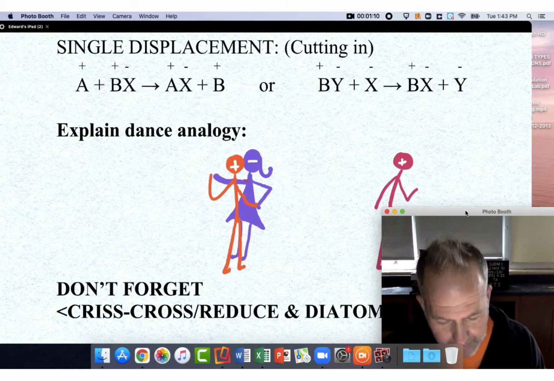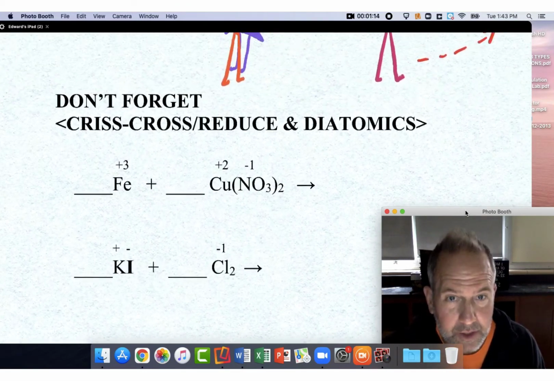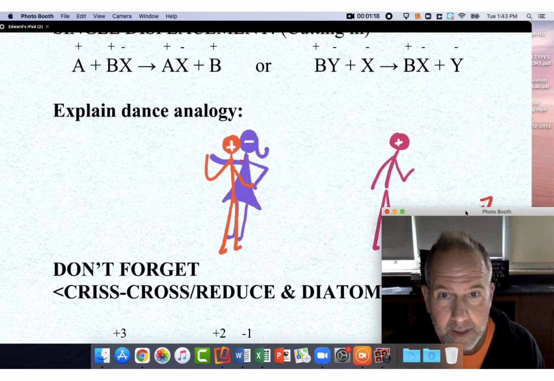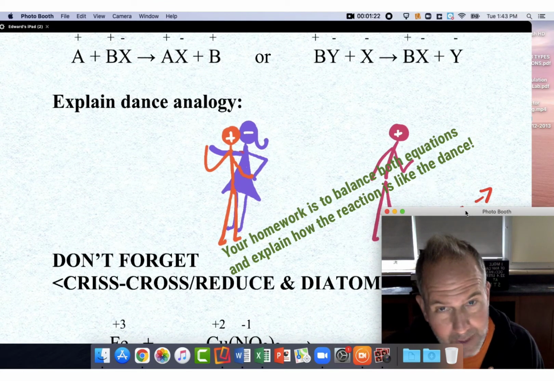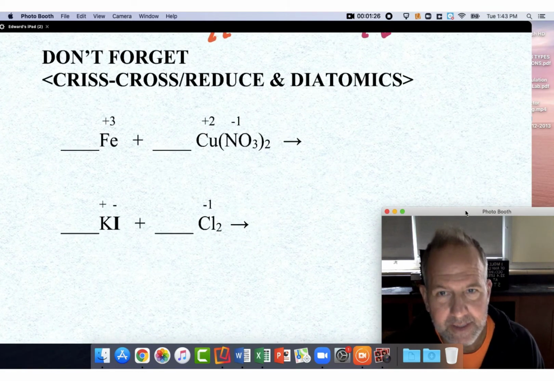All right, now I made a few of these to balance. Again, I'm going to balance one, and it's your job to, number one, explain this dance analogy. You can do it in picture form if you'd like. And balance this equation.